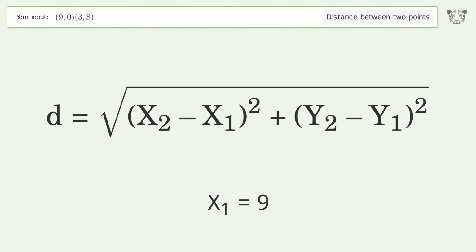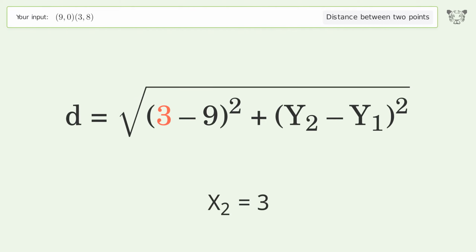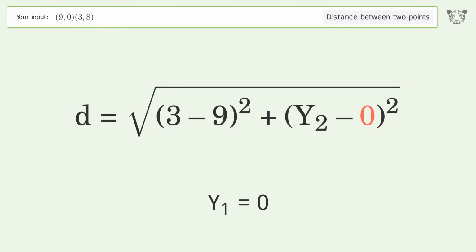x1 equals 9. x2 equals 3. y1 equals 0. y2 equals 8.